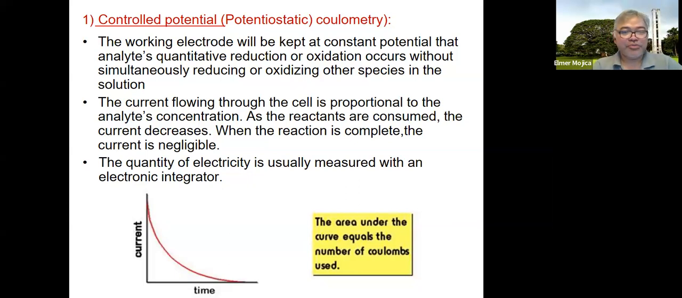Now, in controlled potential coulometry, usually the working electrode will be kept at constant potential so that analyte quantitative reduction or oxidation occurs without simultaneously reducing or oxidizing the other species in the solution. So the charge that is required to convert the analyte to its reaction product is determined by integrating the current versus time curve during the electrolysis. So this is the thing.